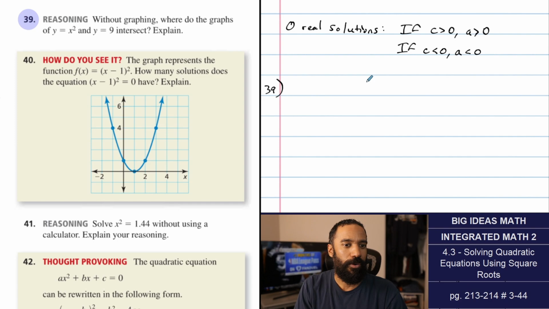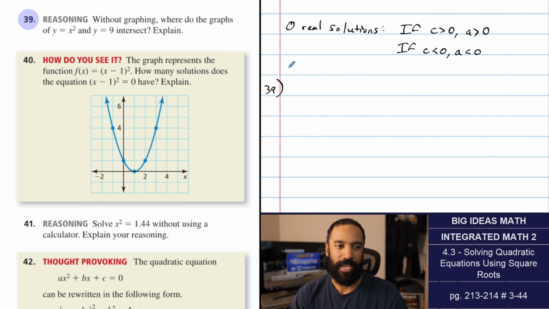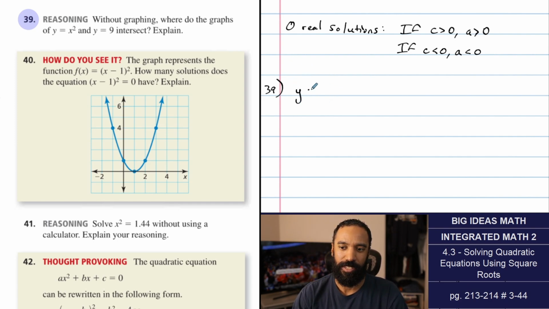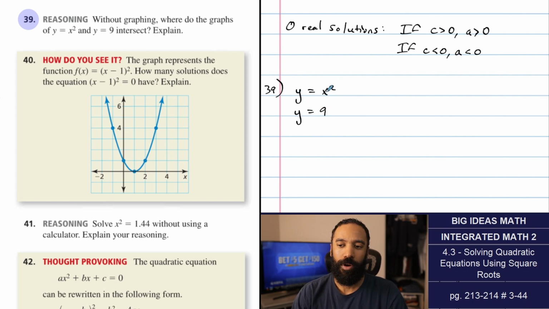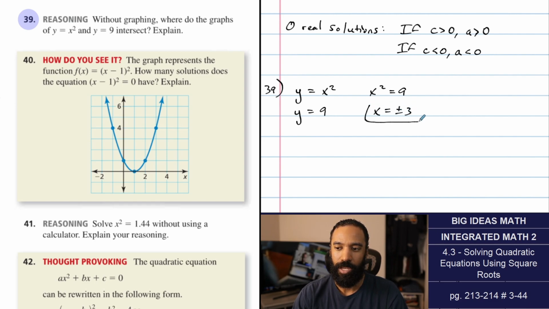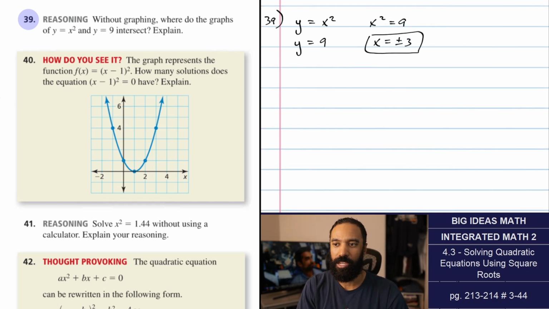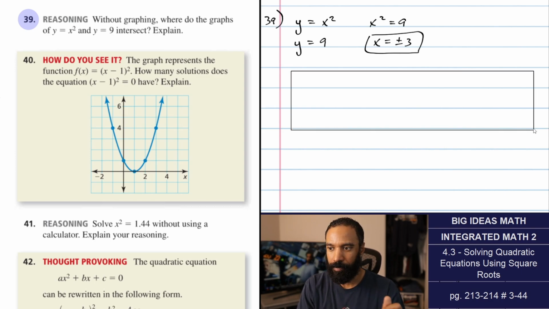I doubt it. Without graphing, where do the graphs of y equals x squared and y equals 9 intersect? Explain. We want to find out what value of x gives us the same y. So we want to set x squared equal to 9. And then we solve. We take the square root of both sides. We get plus or minus 3. So my explanation is exactly what I just stated.